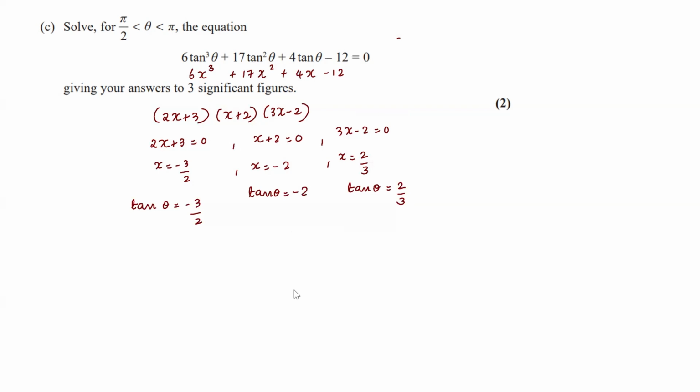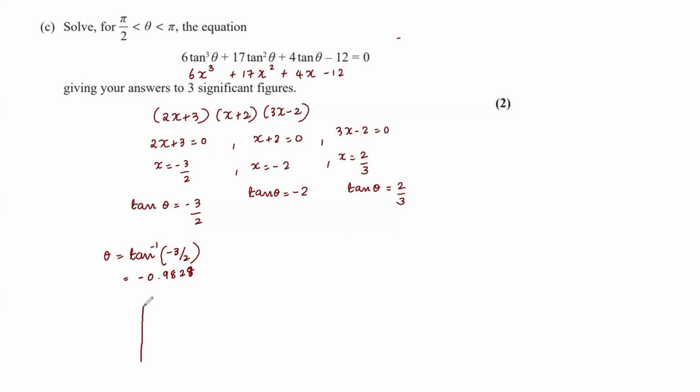So let's find out tan theta is equal to minus 3 by 2. So theta will be tan inverse of minus 3 by 2. Let's just put that in the calculator. Tan inverse of minus 3 by 2, we will get it as minus 0.9828.